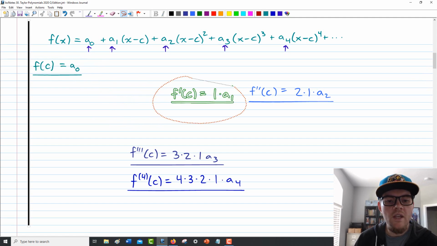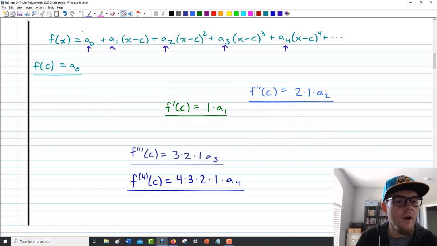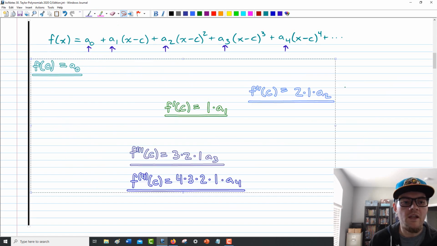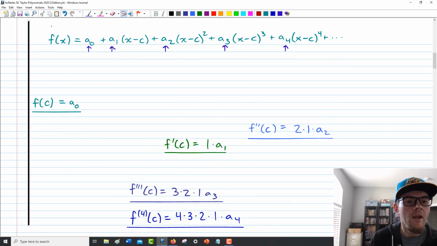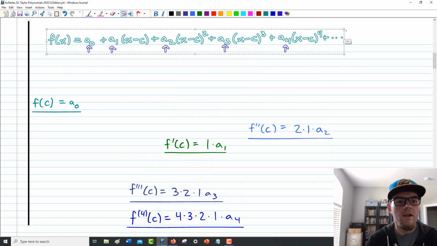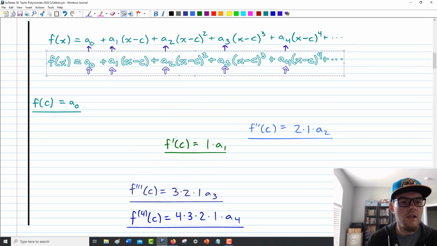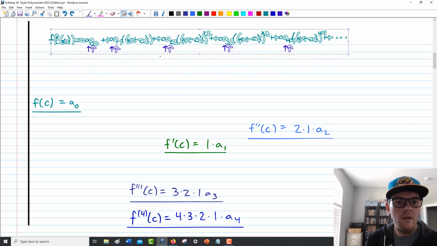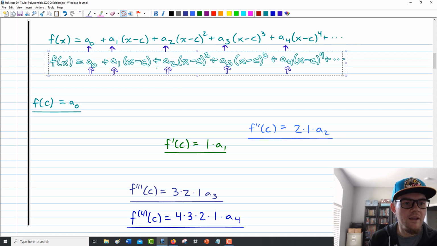We have f of c equals a sub 0. In fact, I'll hold these back for a second. So f of c equals a sub 0, cool. What that means is that we can generate the first term of this thing called the Taylor polynomial. Instead of calling it f of x equals that, oh, I've got an idea. Let's do this. Hold on. Sorry, I'm thinking this through as I go.